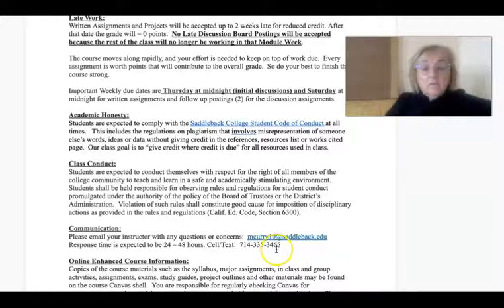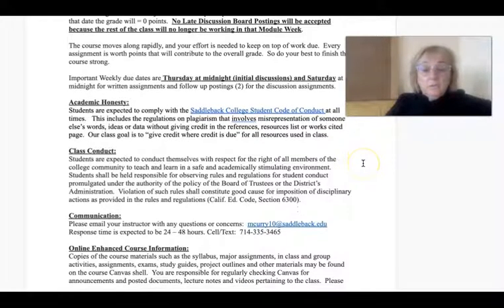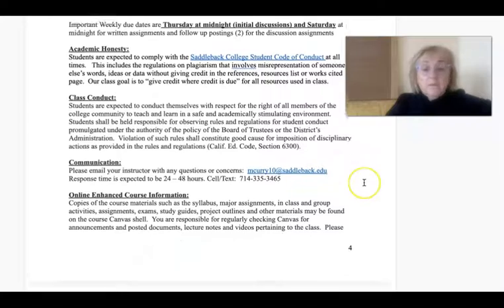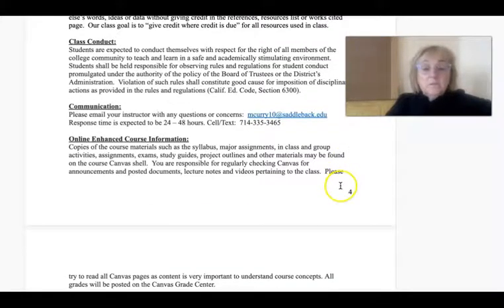If you use quote material, quotes or ideas that you got from some other place, please be sure to give credit where credit is due. Quote the author, have a reference list, and use APA or whatever's comfortable for you. Works cited. Class conduct code is mentioned there. You can reach me. There's my email, my cell phone.